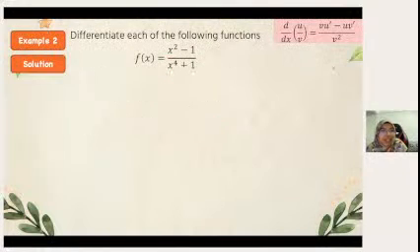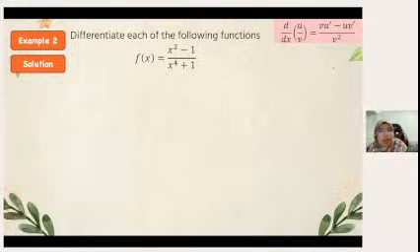Okay. Example 2, differentiate each of the following functions. So we have f(x) equal to x squared minus 1 over x to the power of 4 plus 1. Okay, so directly, when you see them, this is actually a fraction, right? So we have a fraction. We do have a function at the top, we do have some function at the bottom. So this is actually a fraction, a rational fraction, in fact.